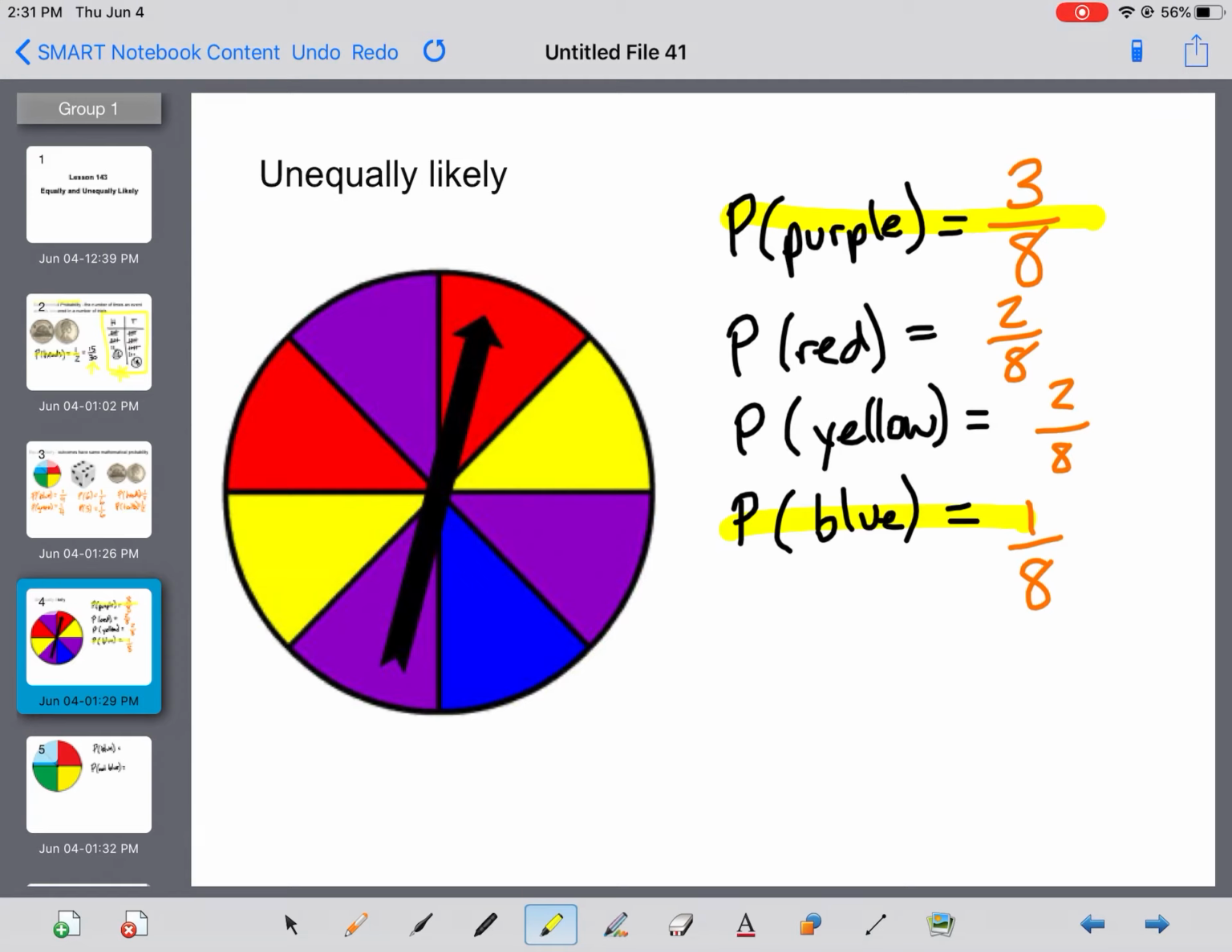Now, the red and the yellow are both 2/8, so you could say that those would be equally likely. It's the same chance of spinning a red as it is a yellow. So just to be aware of, there are examples where you have unequally likely outcomes.